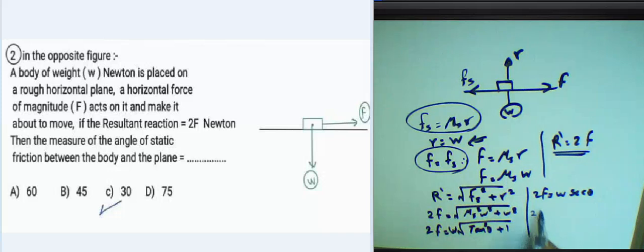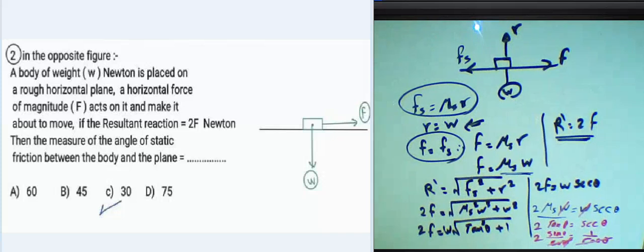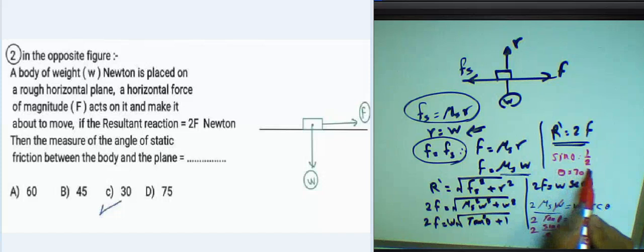Write 2 multiplied by F static, and mu static times weight equals weight multiplied by sec theta. And we can cancel weight by weight here. Then 2 multiplied by mu static, it means tan theta, equals sec theta, it means 1 over cosine theta, and tan theta equals sine over cosine. We can cancel cosine by cosine here, then 2 sine theta equals 1, then sine theta equals half, then theta will be equal 30 degrees.